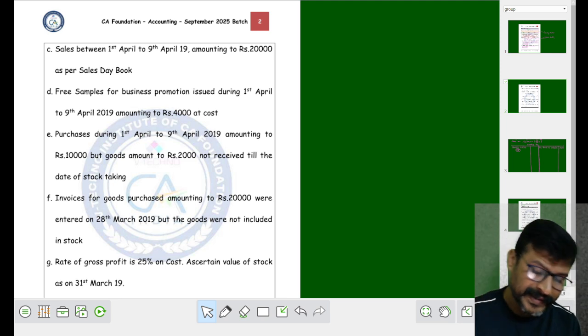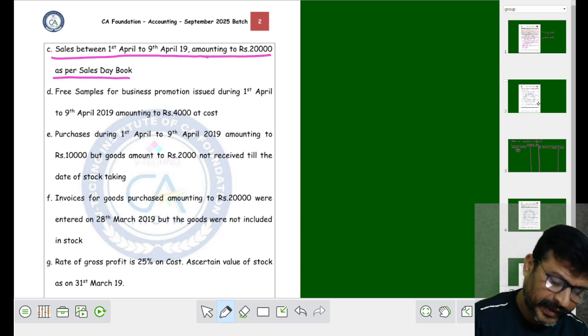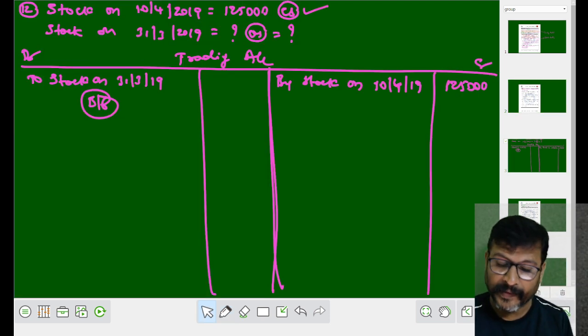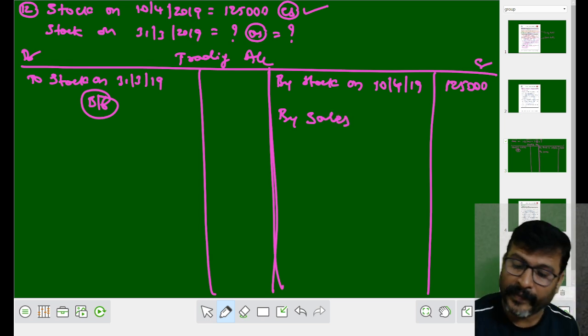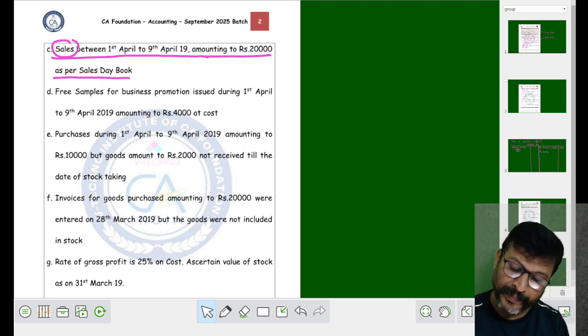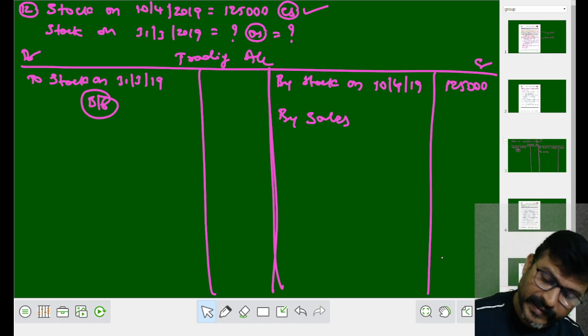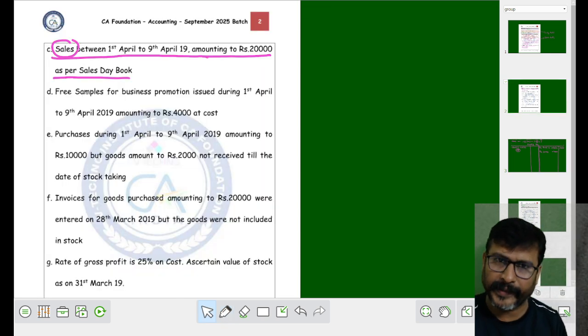Fine. Sales between 1st April 19 to 10th April 19 amounted to rupees 20,000. What is it? Sales. My dear students, where to write the sales? We have to take the sales. How much sales is it? An amount of rupees 20,000. For the time being, I take the sales in the inner column, 20,000. Okay. See the next one.